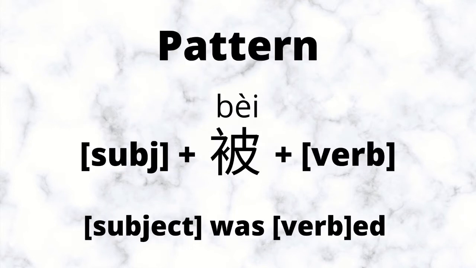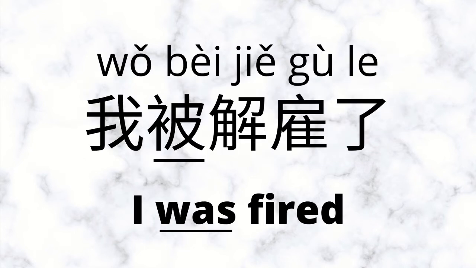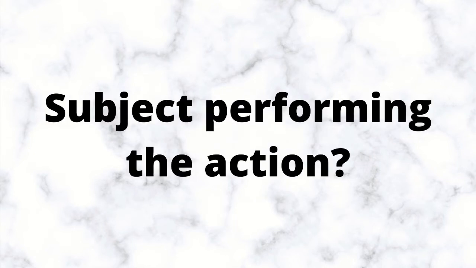The pattern is subject 被 verb, and we can also think of it as 被 is marking the subject that's receiving the action. So our sentences follow this pattern. 我被炒鱿鱼了. 我被解雇了. Now, what if we wanted the subject to be the one performing the action?